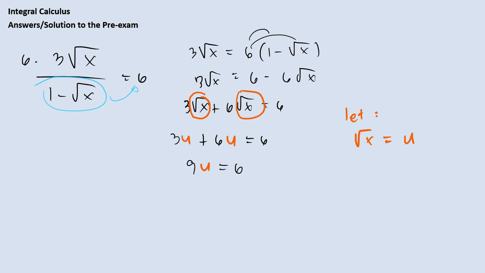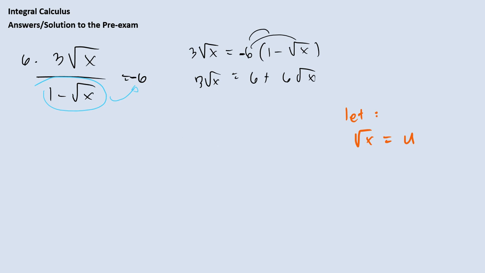Wait lang. Negative 6 pala dito. Kaya pala sabi ko, ang hirap yata. Negative 6 pala yung dito. Negative 6. So, plus ito. Ano ba yan? So, magiging plus. Okay. Negative 6. Tapos ito ay ulitin ko na lang. 1 minus square root of x. This becomes negative 6 plus 6 square root of x.